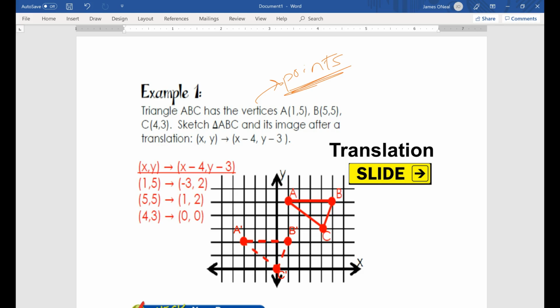It has vertices A (1, 5), B (5, 5), and C (4, 3). Sketch ABC and its image after a translation of (x, y). They're saying subtract 4, subtract 3.